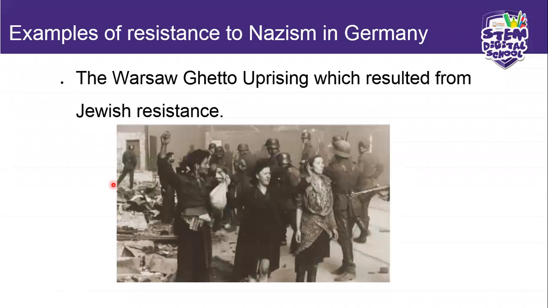And also there was the Warsaw Ghetto Uprising, which resulted from Jewish resistance. So you can see the Nazi soldiers, the Nazi army, going to the ghettos and attacking people, the Jews that were living there. These are the Jews. You can see. It was terrible. So they tried to resist Nazism by protests. Okay, but they were captured.